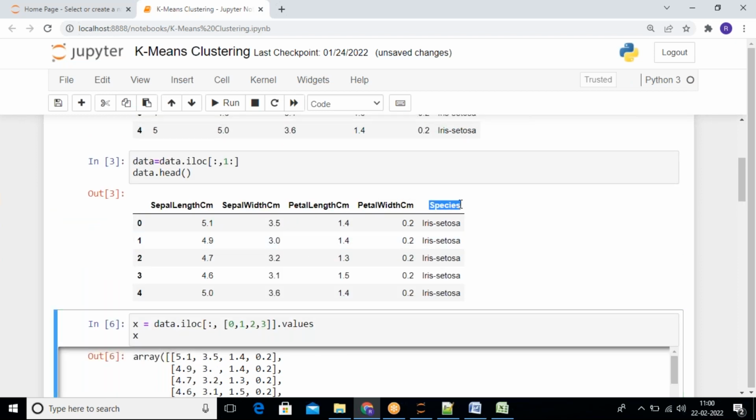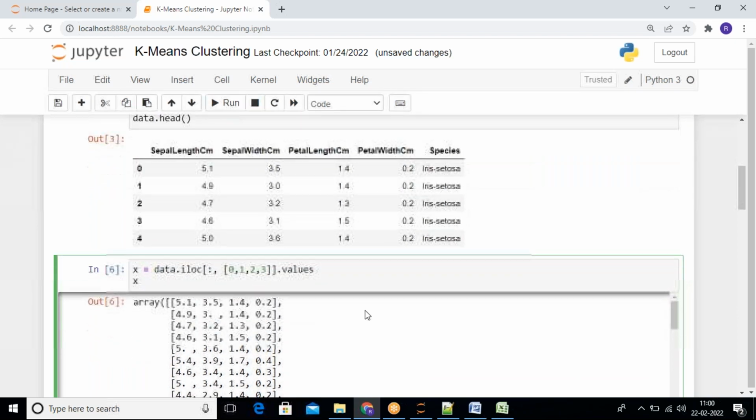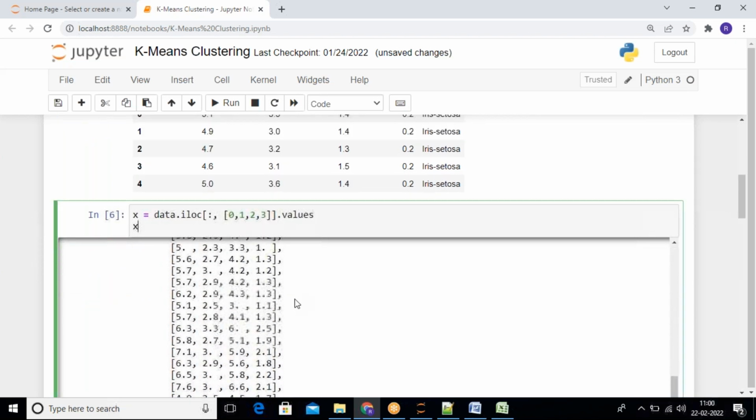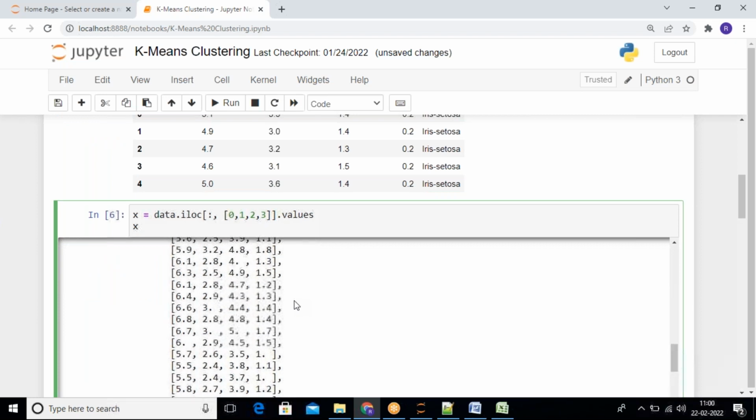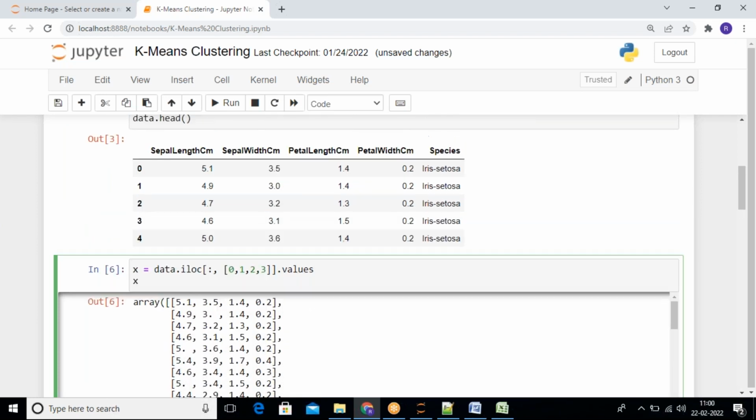But I have removed this species column over here. See, I have dropped this species column. Now clear to everybody? You can see the values 5.1, 3.5, 1.4, 0.2, and see, total 150 records. Is it clear to everybody? Any doubt till here? No problem. Okay. Now let's move ahead.